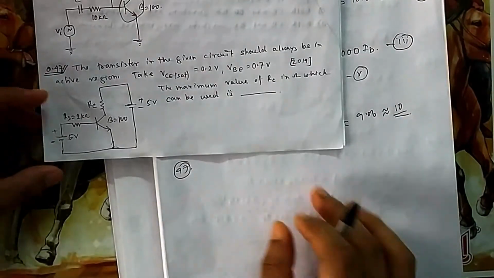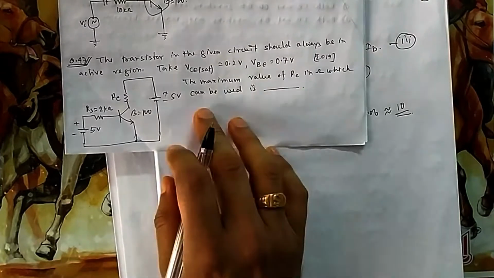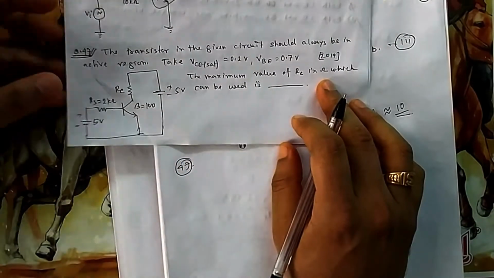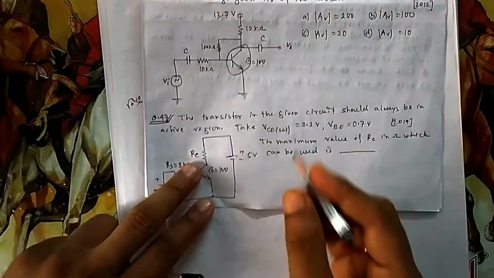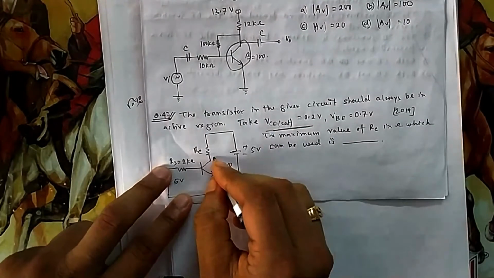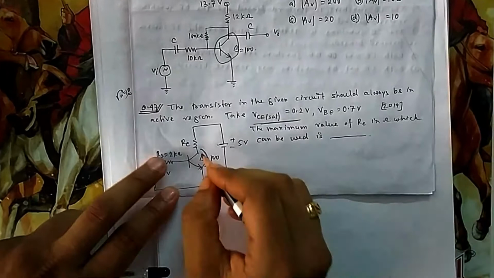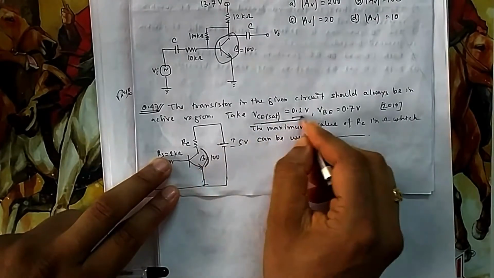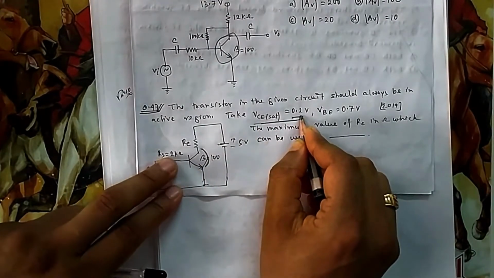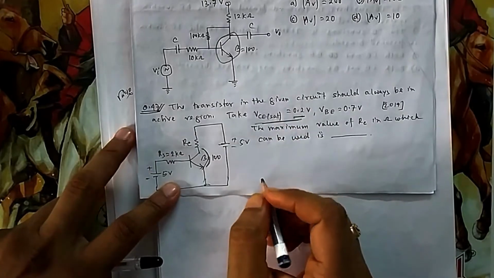Okay. Now if you come to question number 47, the transistor in the given circuit should always be in active region. The maximum value of RC in ohm which can be used is asked here. See here, whatever we have learned for active region, we can use that. But because they have given the saturation voltage directly, what will be the saturation voltage? Because in saturation, this will be shorted. That voltage is given as 0.2. Because they have given this, we have to consider that case here.